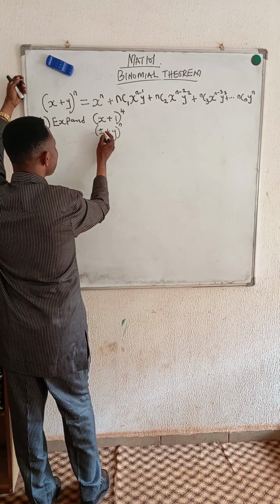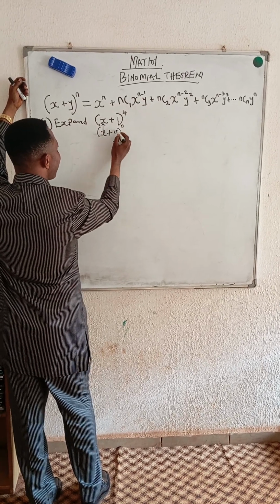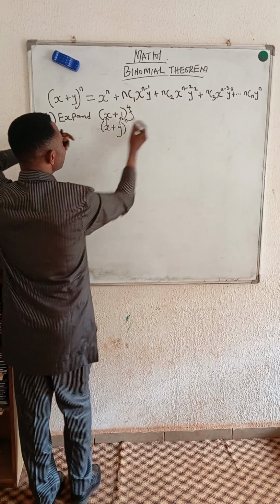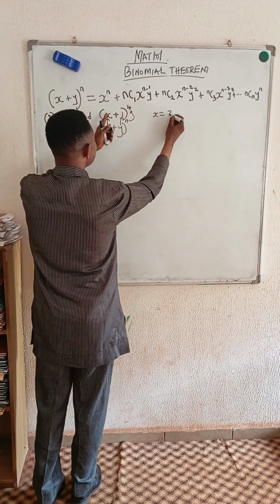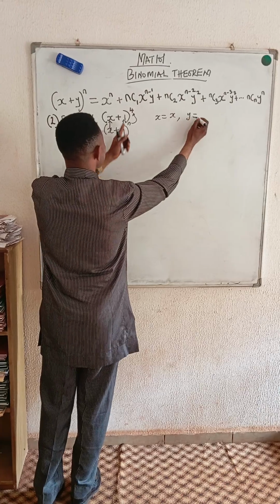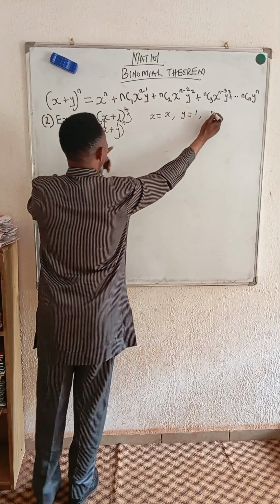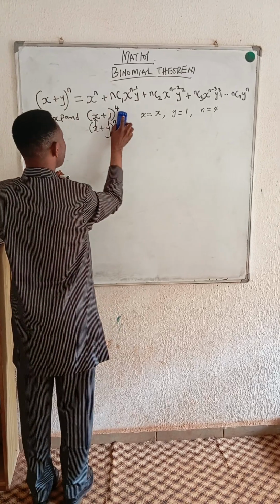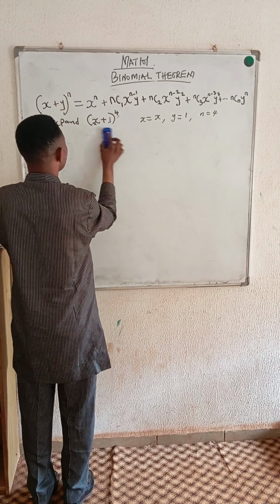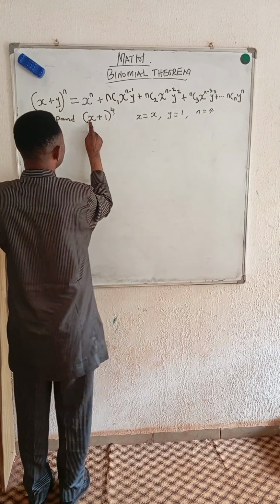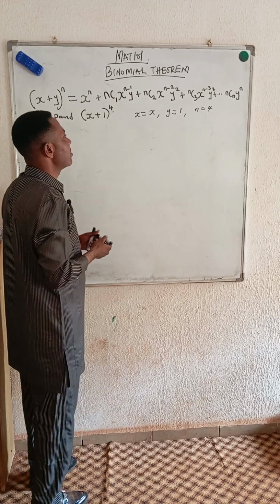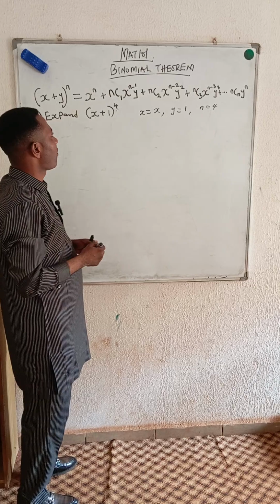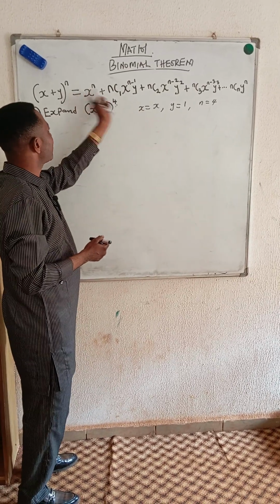Look at it. It means my x is x, my y is 1, and n is 4. So from here, our x is x, my y is plus 1, which is still 1, and my n is 4. So that I will not be confused, let me remove this now. So now we have x plus 1 power 4, where x equals x, y equals 1, and n equals 4. So let us substitute this into the formula.